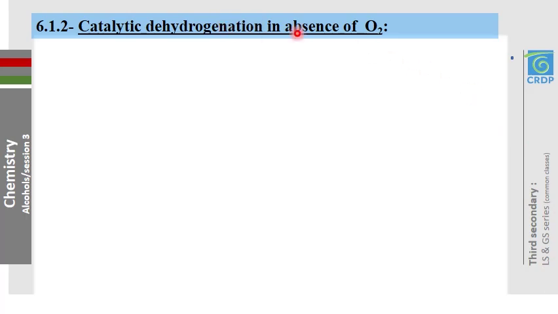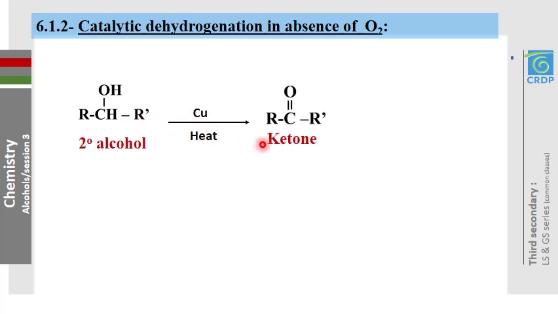Catalytic dehydrogenation in absence of O2. What is meant by dehydrogenation? You still remember? It is a removal of H2. Okay? It also needs a catalyst which is copper and heat. What will it give us? H2 plus the ketone, isn't it? Okay, this is a ketone and H2. This ketone will not undergo any other reaction.